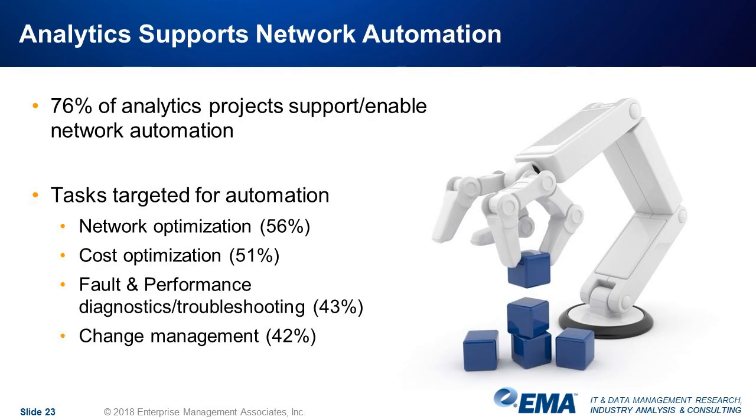Analytics also supports network automation specifically. We mentioned earlier that IT automation was a major driver of network analytics. Here we see 76% of them say that they're using network analytics to support and enable network automation. So there's a loop there. It's driving them and they're doing it. Here are the tasks that were most targeted for automation through or enabled by network analytics: optimization of the network, cost optimization, fault and performance diagnostics and troubleshooting, and change management.